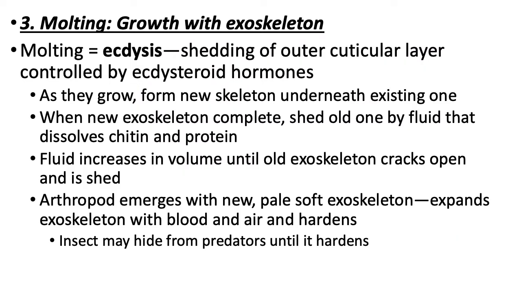The third basic body plan is molting, growth with the exoskeleton. We have a suit of armor, but these organisms still need to grow. The only way they can grow is by shedding that armor and growing a new one from within. This is called molting or ecdysis, shedding of the outer cuticle layer, controlled by ecdysteroid hormones.